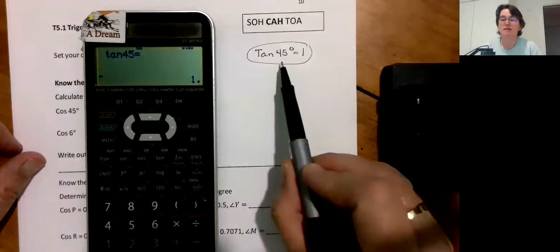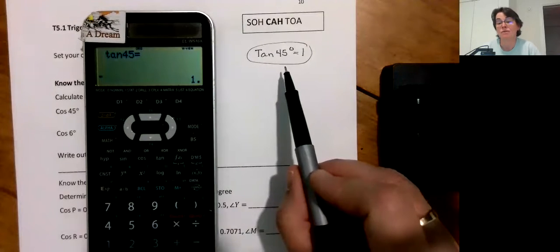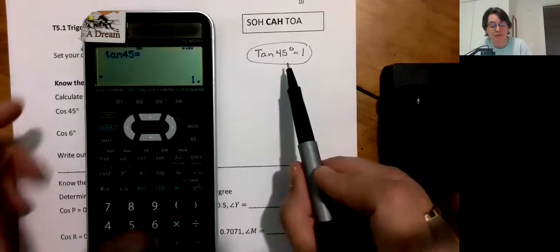The reason I use tangent 45 is that it's the only trig function I know off by heart that's equal to 1, so it's nice and easy to remember. All right, let's get to it.